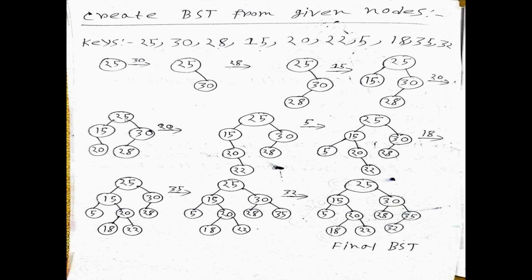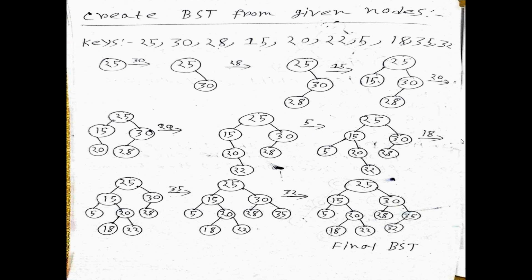Next is 20. 20 is less than 25. But if you compare with the 15, 20 is larger than 15. That means 20 becomes the right child of this 15. Next is 22. Insert the 22. If you compare, 22 is lesser than the 25. Go to the left subtree. But 22 is bigger than the 15. So go to the right child. Again you compare with the 20. 22 is bigger than 20 also. So 22 becomes the right child of 20.